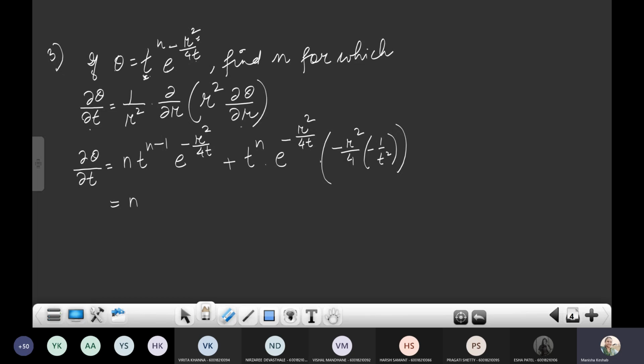So now what we will get: e power minus r square by 4t, because we have seen in both the terms, so we can take it common. Okay. So e power minus r square by 4t we can take common, and then we will get n into t power n minus 1 here. And here, now this minus and minus will become plus. So here we are getting plus t power n into r square by 4t square.